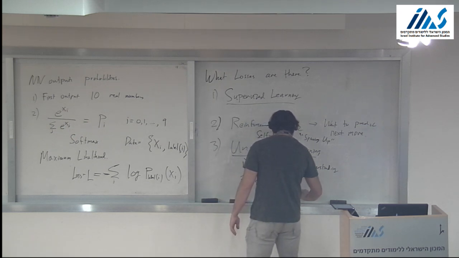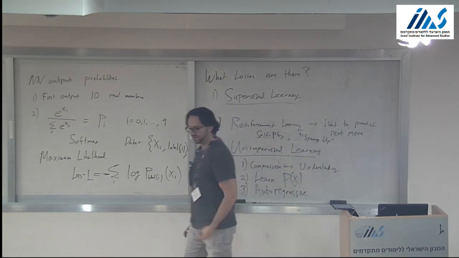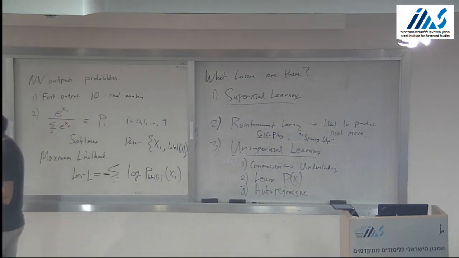Typically, the way you do this is via some kind of autoregressive decomposition of the data. So what does this mean?